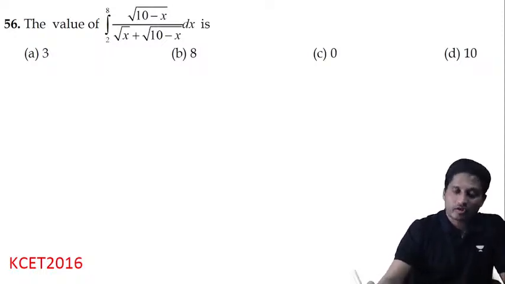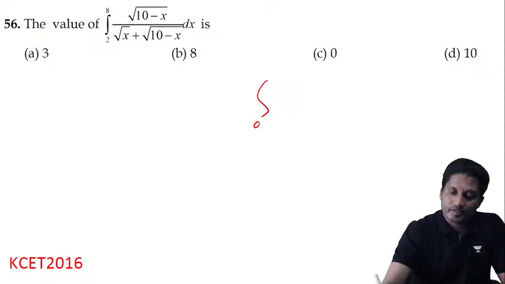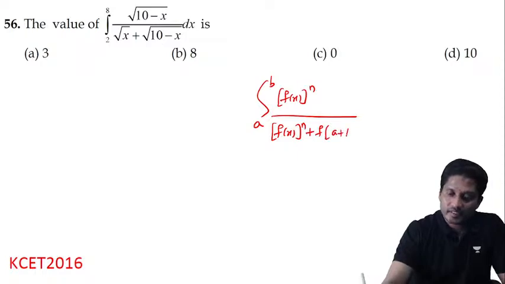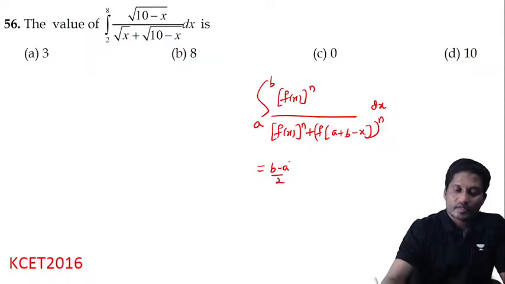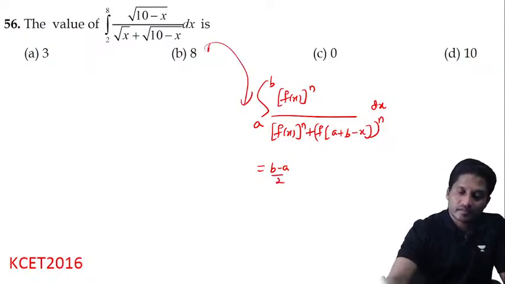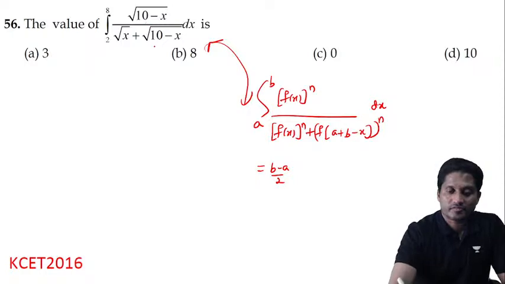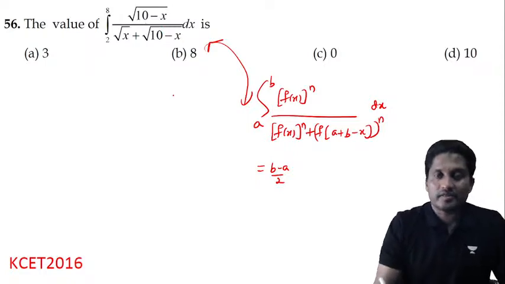There's a direct shortcut for this. The limit should be a to b, f of x power n divided by f of x power n plus f of a plus b minus x whole power n, dx, where a plus b minus x is lower limit plus upper limit minus x. The shortcut is always b minus a by 2. If you compare this in the same form, this is f of x, and f of lower plus upper minus x gives the same thing.